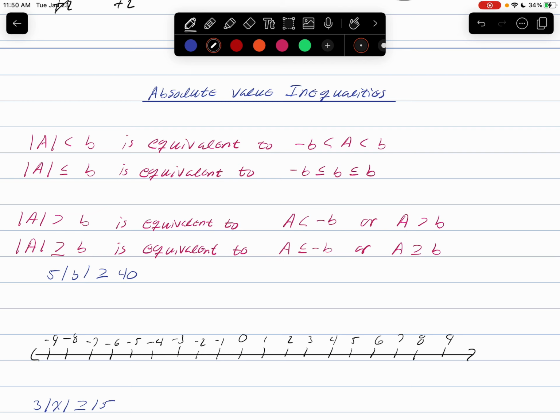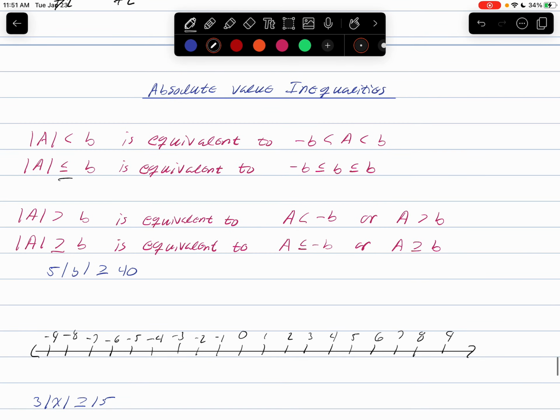B, this is equivalent to saying we have negative B is less than A, which is also less than B. So we're trying to find some single interval that's going to satisfy this particular inequality. This is the same thing for less than or equal to as well. It works the same for both.